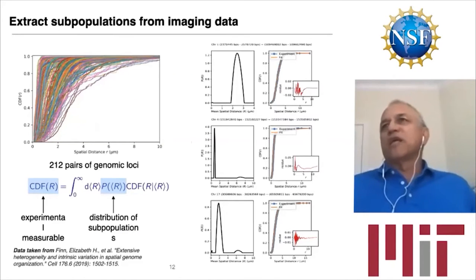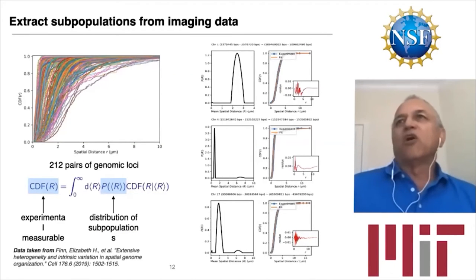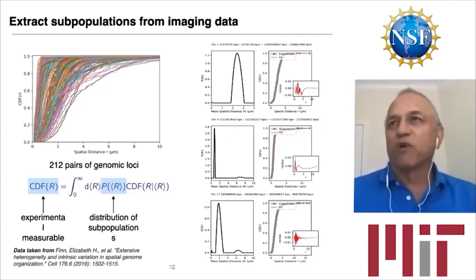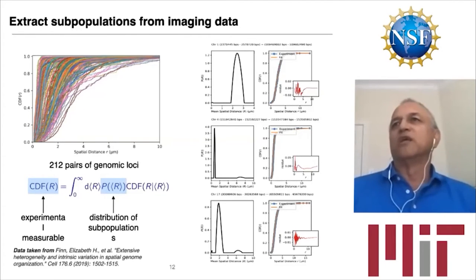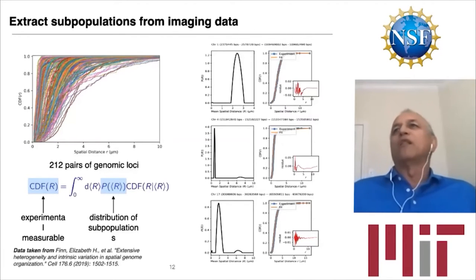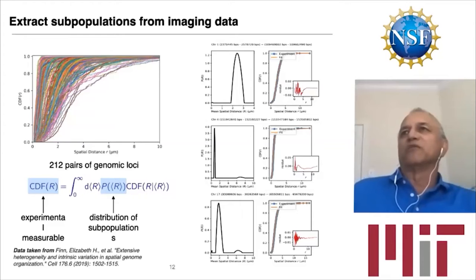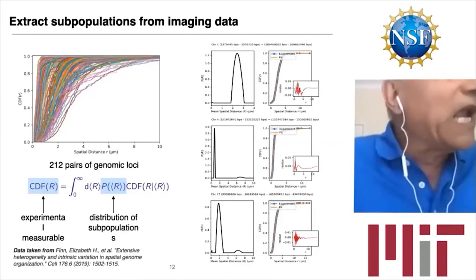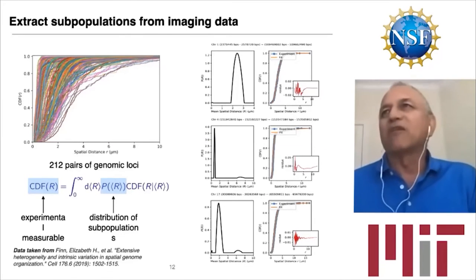So here is an analysis of this theory. The cumulative distribution function is something that's available from these imaging experiments that come from Mr. Lee's paper from last year. And they actually could label 212 pairs of genomic loci. On the right-hand side, the P of R, it's in the blue square, and the integral is unknown. That's a distribution of populations. And one has to actually calculate that by solving this integral equation.